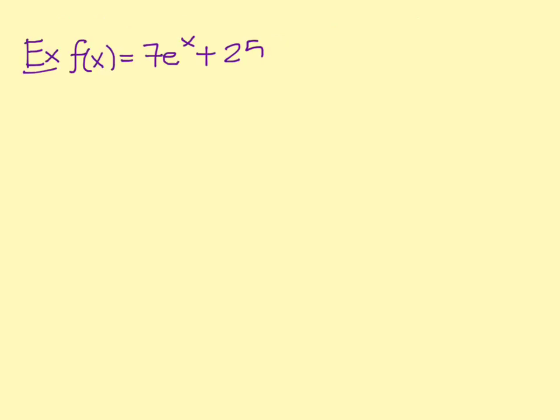So let's look at an example, putting these all together. Let's look at f of x equals 7 e to the x plus 25 sine x minus 3x squared. Taking this piece by piece, the derivative of 7 times e to the x is going to be 7 times e to the x. We're using the constant multiple rule, so the number 7 stays the same, and the derivative of e to the x is just e to the x.